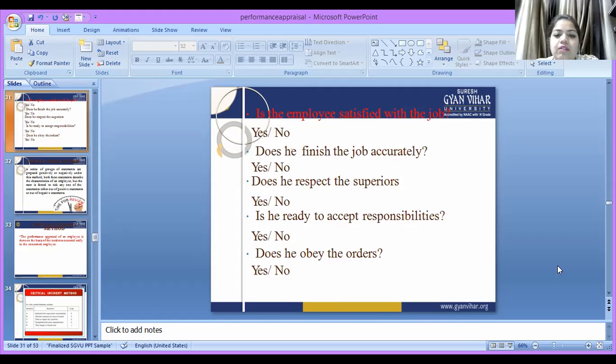So let's understand which type of questions are available. Is the employee satisfied with the job? Yes or no? Does he finish the job accurately? Yes or no. On which basis the manager will check his marking on that answer. Does he respect the superior? If yes, he will tick yes. If no, then he will tick no basically. Is he ready to accept responsibility? According to their answer, again he will tick yes or no. Does he obey the order? Yes or no. According to that, he will tick.